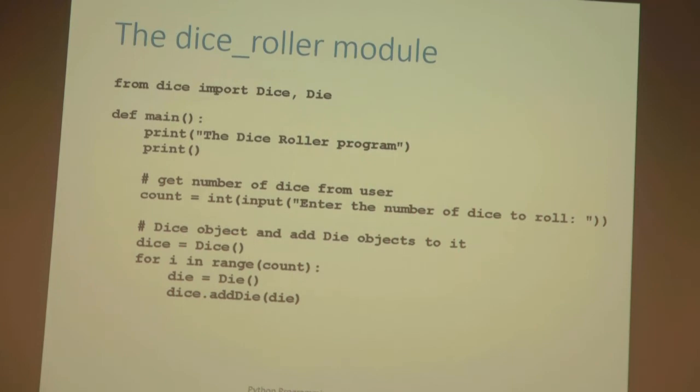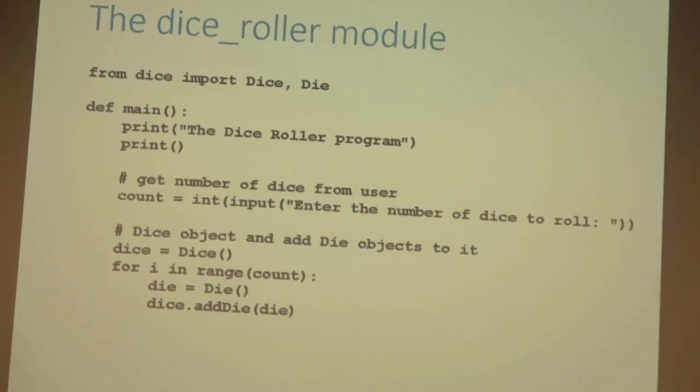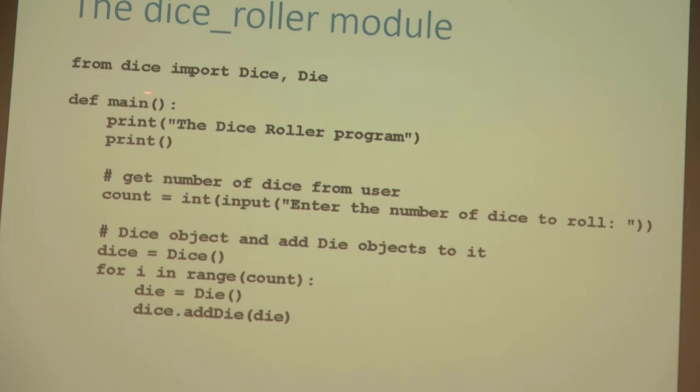There are 2 separate files. If I don't import it, you will not know about it. So what I did in here, from dice, which is supposed to be dice.python, import the class dice and the class die, all with a capital D. Then, this is the main function.